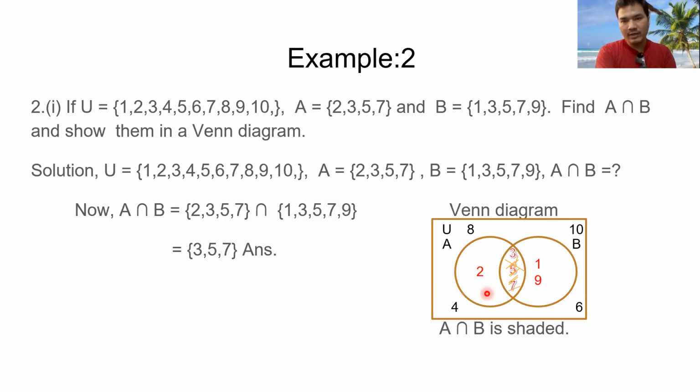And when you draw the Venn diagram, write set A. This is 2, 3, 5, 7. Here set B is 1, 3, 5, 7, 9. And among them 3, 5, 7 is common. That's why it is shaded here. This shaded part represents A intersection B. 3, 5, 7 here and 2 remaining in A. And 3, 5, 7 here, 1 and 9 remaining in B.